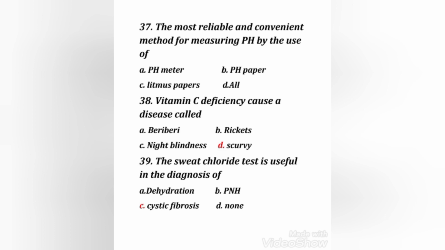Next question. The sweat chloride test is useful in the diagnosis of dehydration, paroxysmal nocturnal hemoglobinuria or PNH, cystic fibrosis, none. And the right answer is option C, cystic fibrosis. Cystic fibrosis affects the cells that produce mucus, sweat and digestive juices. It causes these fluids to become thick and sticky. The sweat chloride test measures the concentration of chloride that is excreted in sweat.